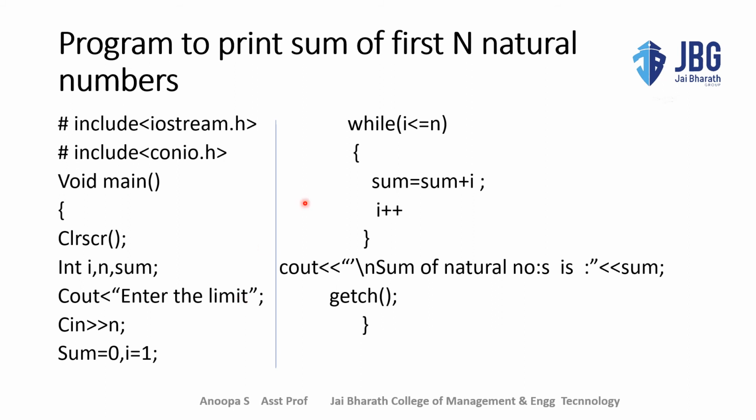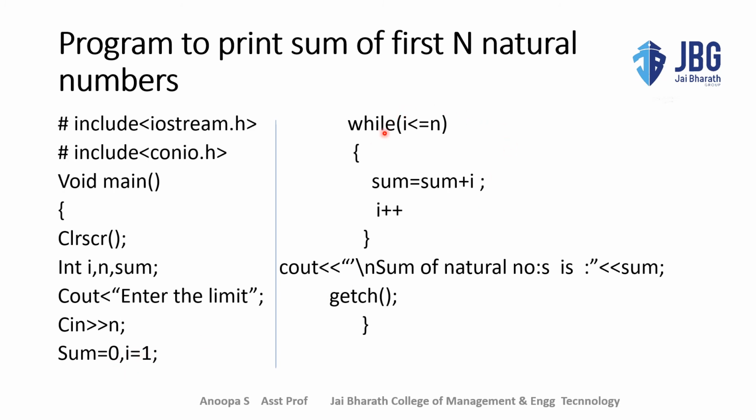Okay, so if I give the limit as 5, I will get the result as 1 plus 2 plus 3 plus 4 plus 5. If I give the limit as 6, I will get the sum of 1 plus 2 plus 3 plus 4 plus 5 plus 6. So in the example I am giving n as 3, so I should get the result as 1 plus 2 plus 3, that is 6. So initializing sum as 0 and the loop control variable i as 1.